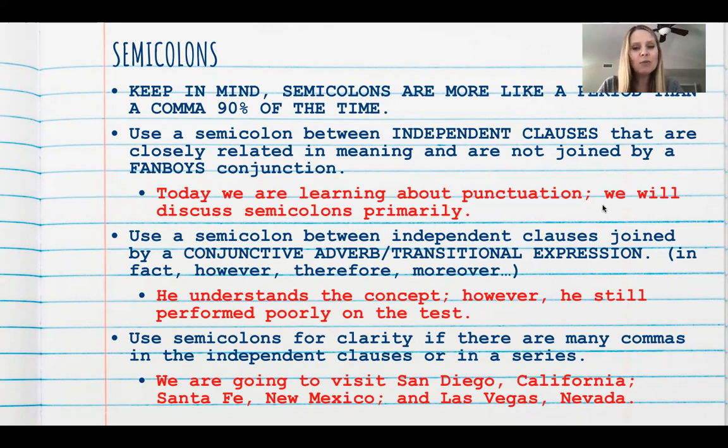Today we are learning about punctuation. We will discuss semicolons primarily. So notice how I put what could be two separate sentences together as one with that semicolon, combining the two clauses.